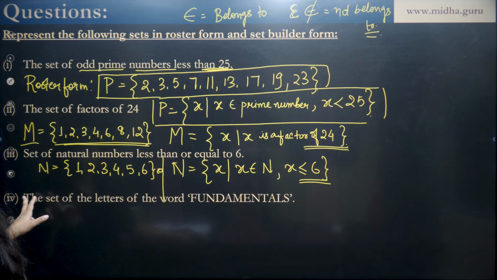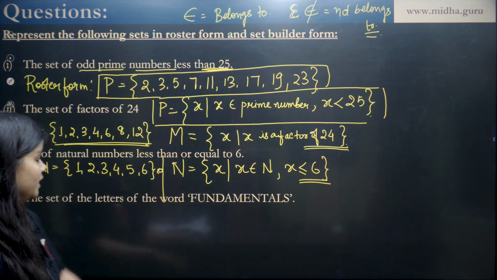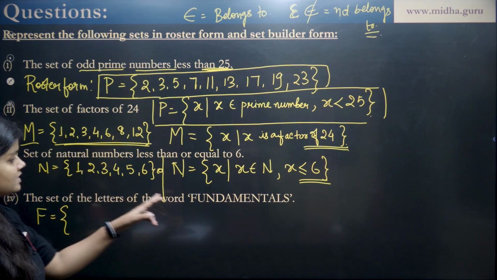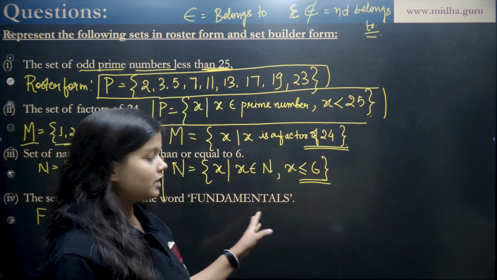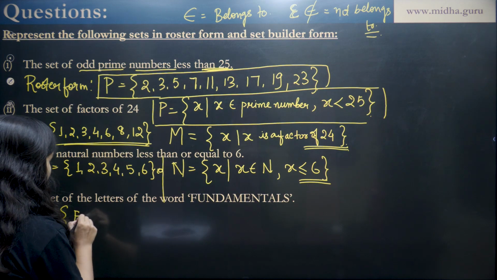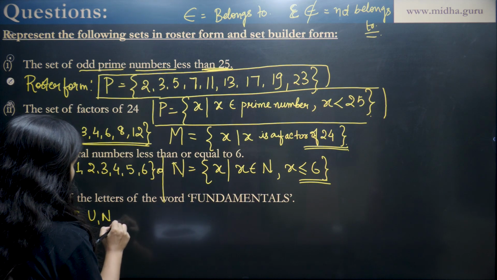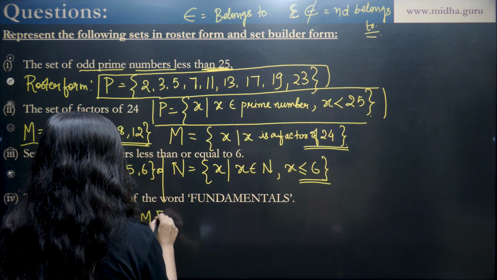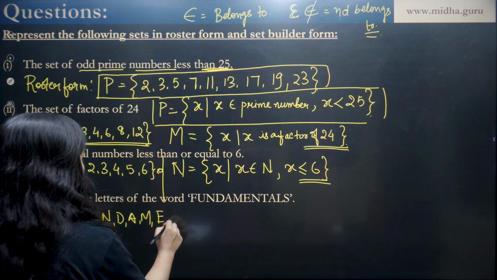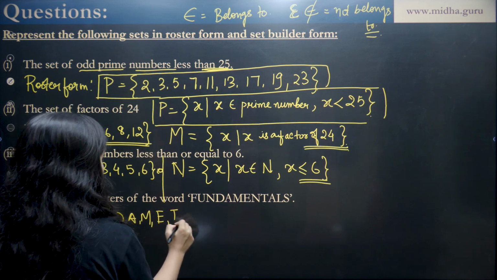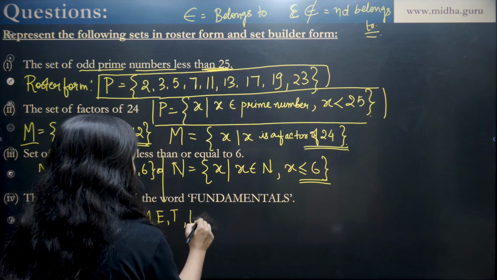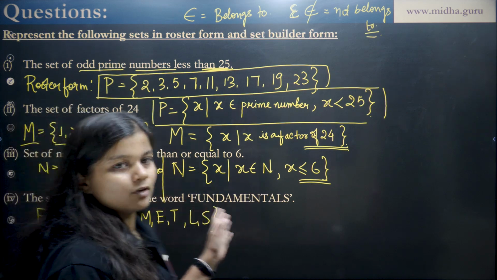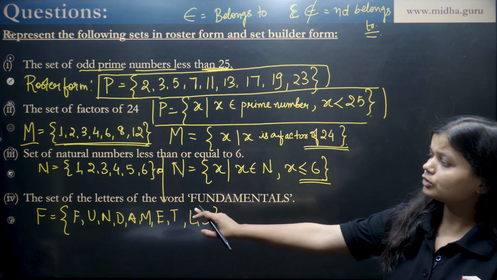Now the last one is the set of the letters of the word fundamentals. Let's consider this set as F. So the set of all the letters of the word fundamentals. There is F, U, N, D, A, M, E. N is already written, so we'll not write it again. T, A is already written, L and S. So these are the letters, the set of letters of the word fundamentals, in roster form.